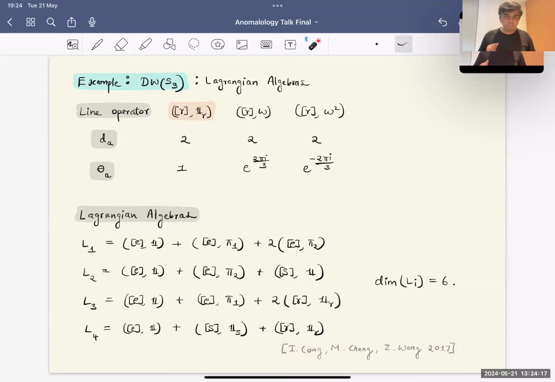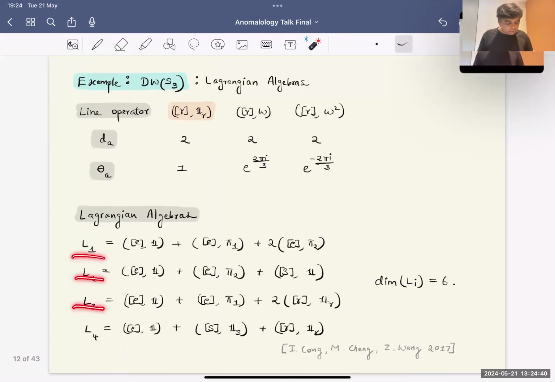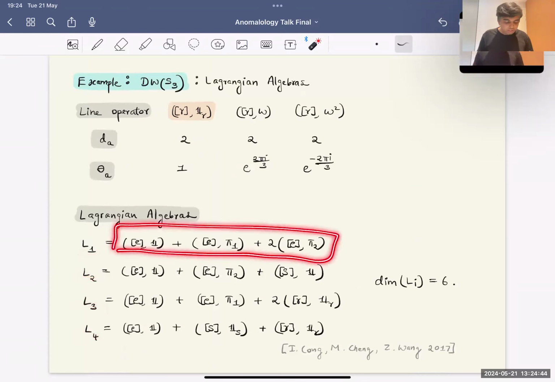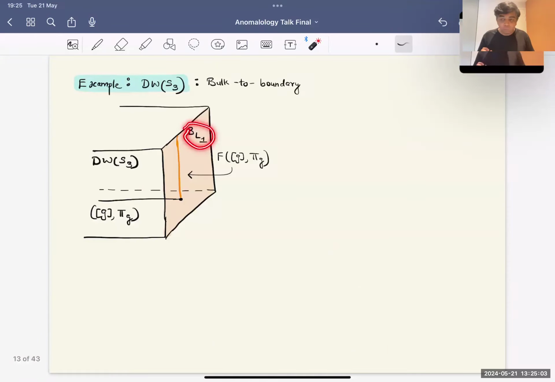for that SymTFT. Now the question is, how do you extract the possible gaugings from the Lagrangian algebra? So this is where the bulk to boundary map comes into picture. So you have the SymTFT, which is this 3-dimensional TQFT, and you have this gap boundary corresponding to the S3 symmetry. So among the 4 Lagrangian algebras that you have, we choose the canonical Lagrangian algebra. We will always choose the canonical Lagrangian algebra here as the gap boundary which has the symmetry that we are looking for. So we started with S3 symmetry, and we looked at the SymTFT for S3, and we will choose this canonical Lagrangian algebra as the gap boundary. So that is why I have BL1 here.